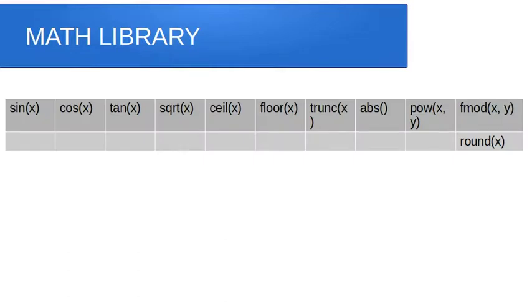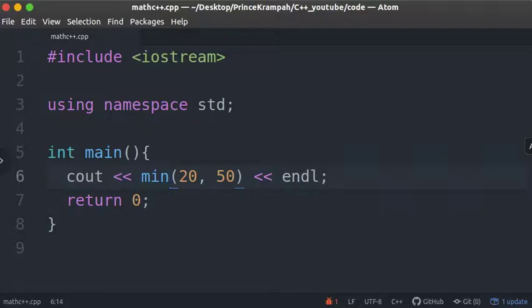So you have sine, and you pass in the radian value of a certain angle, and it returns the sine of that angle. The same with cos and tan. sqrt returns the square root. ceil will round up the value, floor rounds it down. So let's take a close look at this in the program, so this will be much clearer.